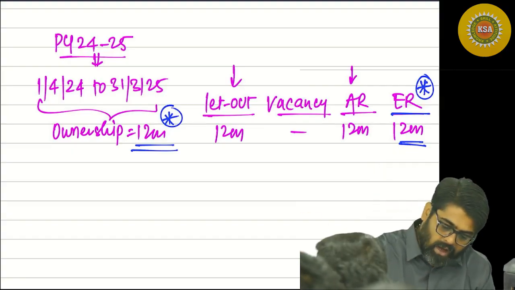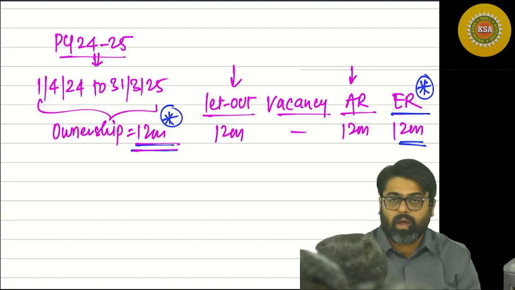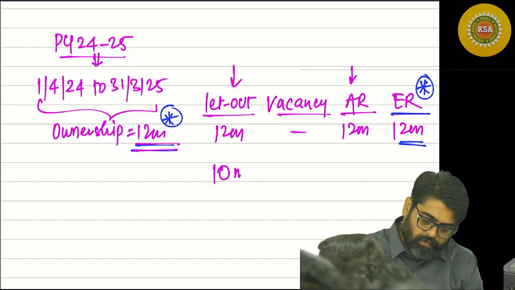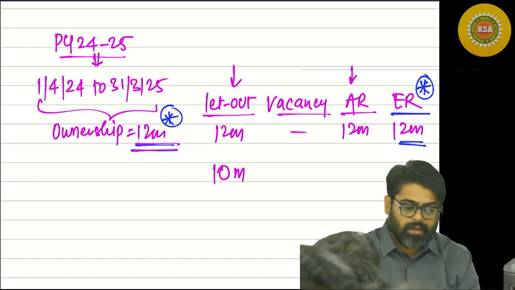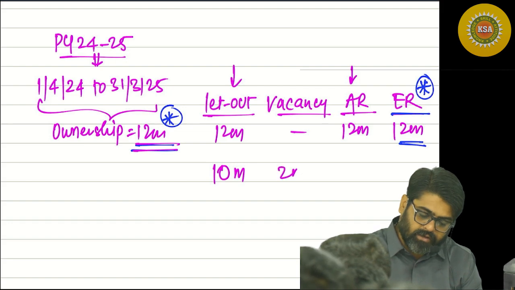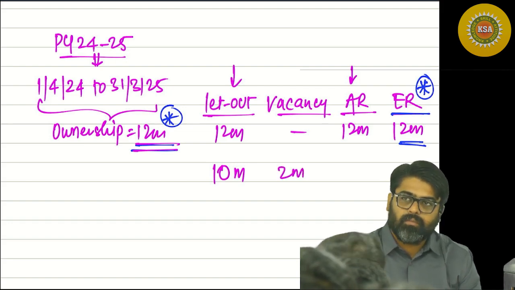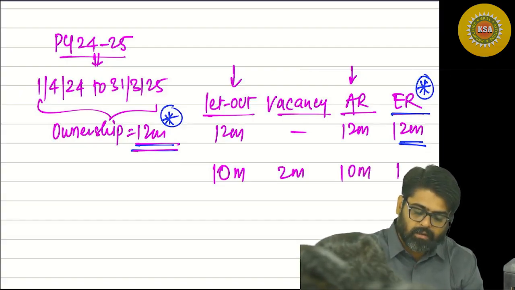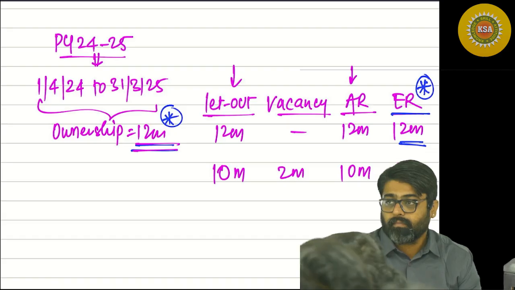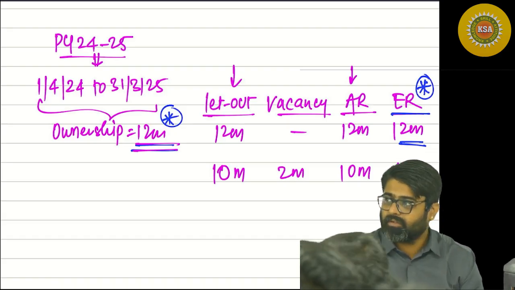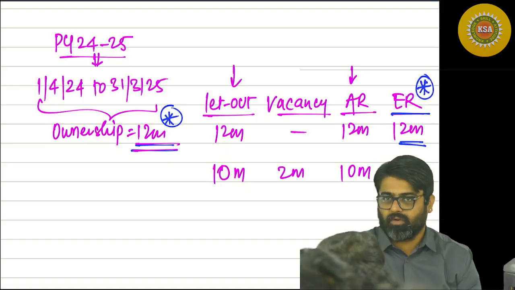Now tell me, out of my ownership of 12 months, can I let out the property only for 10 months? So in that case there is a vacancy. Actual rent will be for how many months? And expected rent will be for? Why 12 months, and why 10 months? Let out period. Did you understand this? Don't commit a mistake over here.